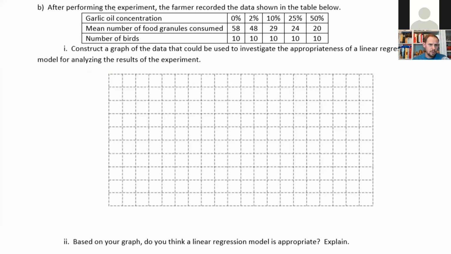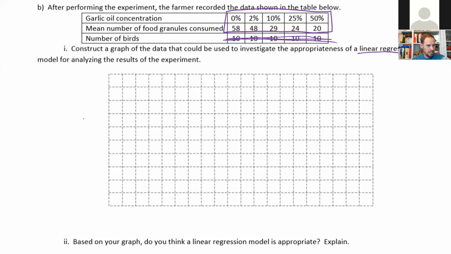Part B here. So after performing the experiment, the farmer recorded the data as shown in the table below. So for each concentration, there is the number of granules consumed. The 10 birds here is irrelevant. Like, we're not using that for anything. These are the numbers that we are looking at. All right, construct a graph of the data that could be used to investigate the appropriateness of a linear regression model for analyzing the results of the experiment.